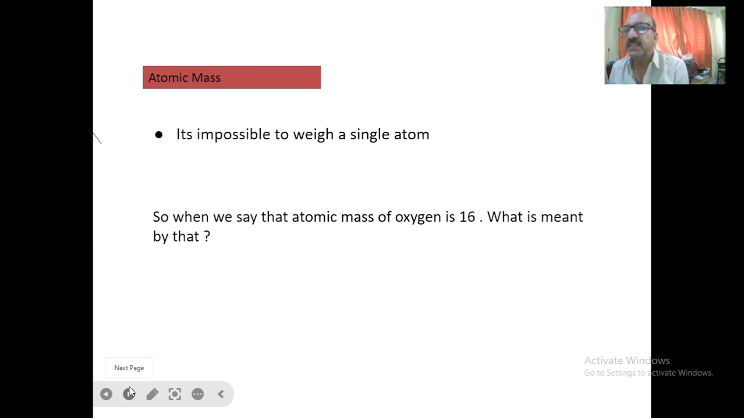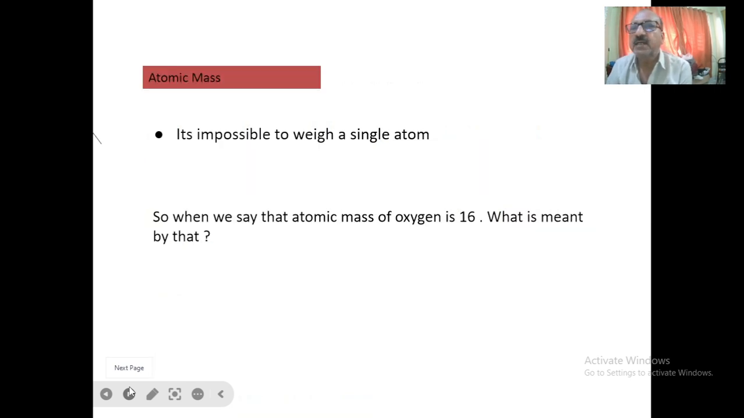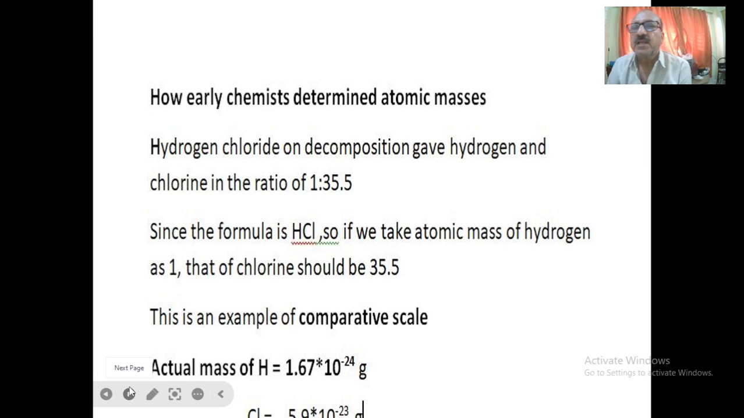So when we say that the mass of an oxygen atom is 16, what is meant by that? What is this 16? 16 what? 16 grams, milligrams, kilograms? Let me explain that this 16 is actually a relative atomic mass. So what do we mean by the relative atomic mass?